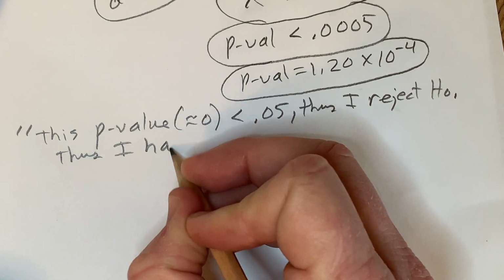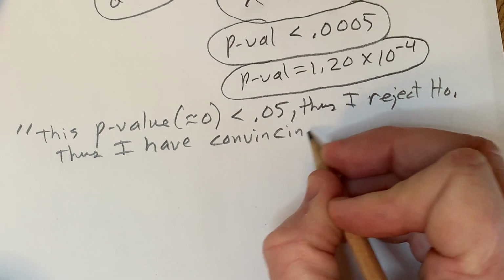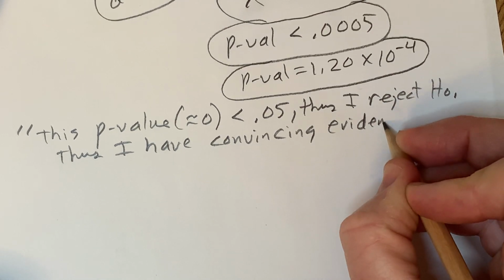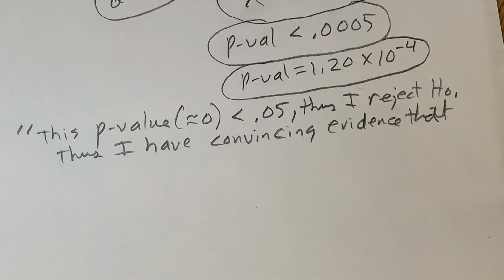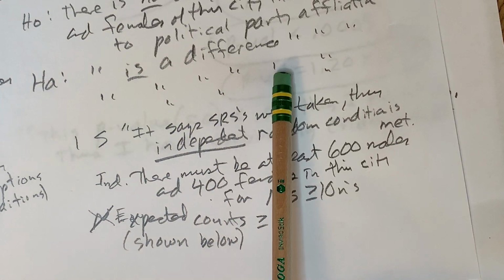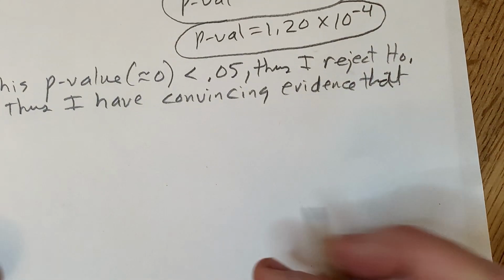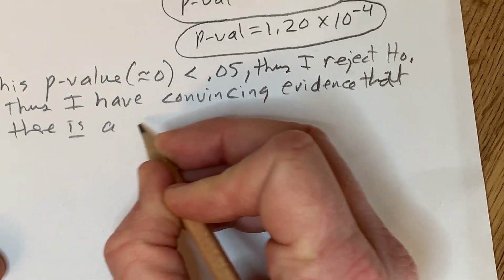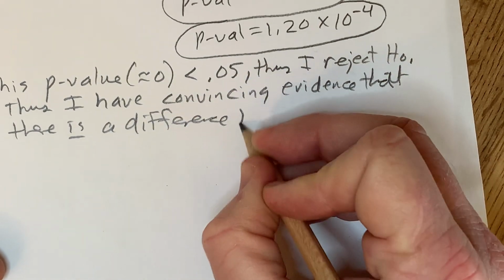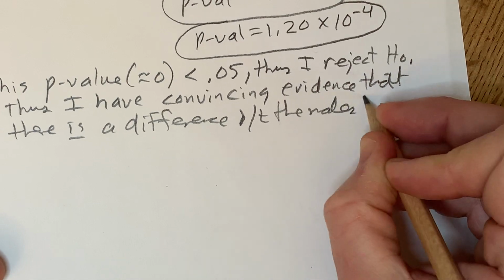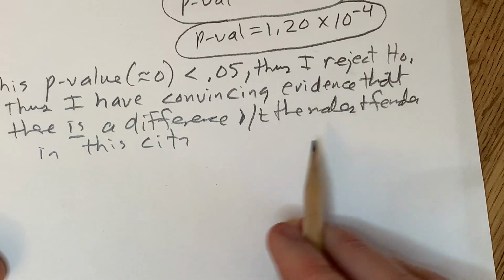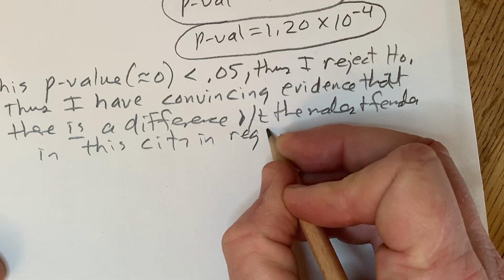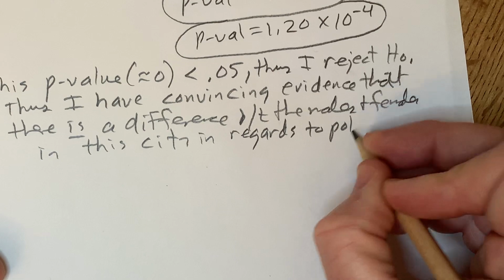Thus, I have convincing evidence for the alternative, which I'm going to say in context. Thus, I have convincing evidence that, and then you bring back where our alternative is. The alternative is that there is a difference in the males and females in this city in regards to political party. So you just restate the alternative. I have convincing evidence that there is a difference between the males and females in this city, the whole population in the city, in regards to political party affiliation, in regards to politics, let's say. And so there we go.